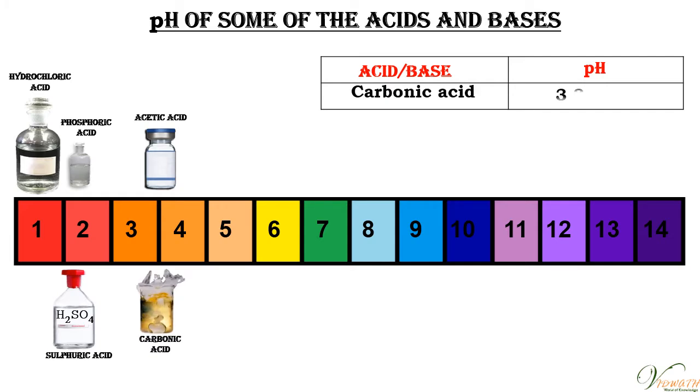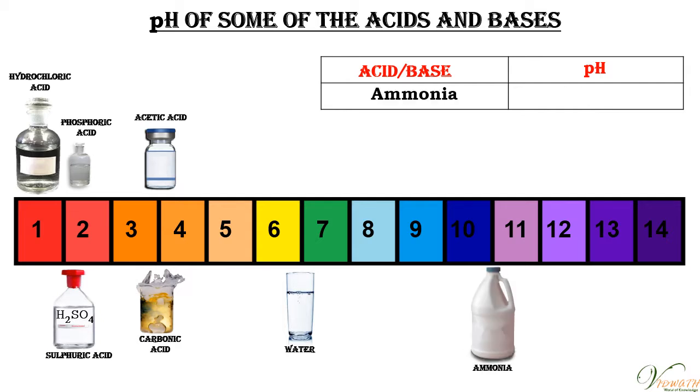Carbonic acid, the pH value is 3.8 to 4.0. Water, the pH value is 6.9 to 7.0. Ammonia, the pH value is 10.8 to 11.2. Sodium hydroxide, the pH value is 13 to 14.